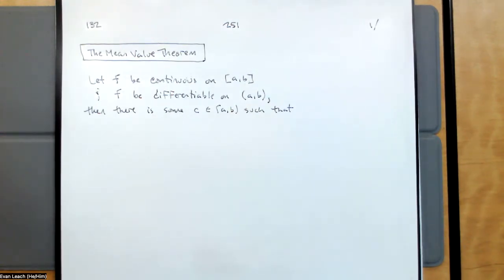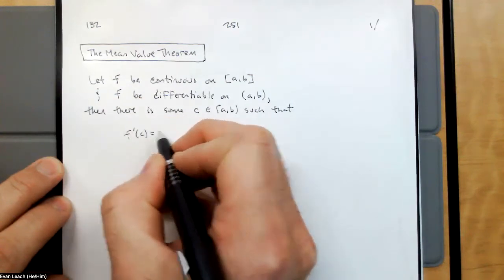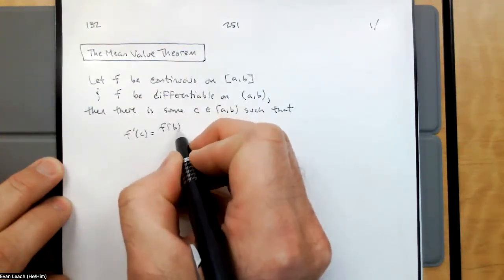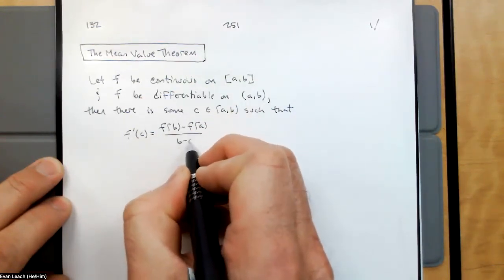So if we have a function that is continuous on this closed interval and differentiable on the open interval, then there is some value c on that open interval such that f prime of c is f of b minus f of a over b minus a.